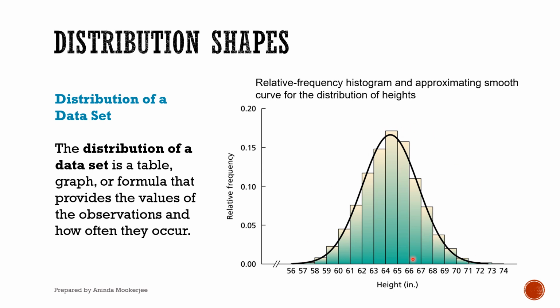This is a picture of a symmetric curve, and we have here on the horizontal axis the values of the different observations in our study. This study is about the height of people or players in inches. So these values that we have on the horizontal line are heights, different observed heights from our study. And the vertical axis has the relative frequencies.